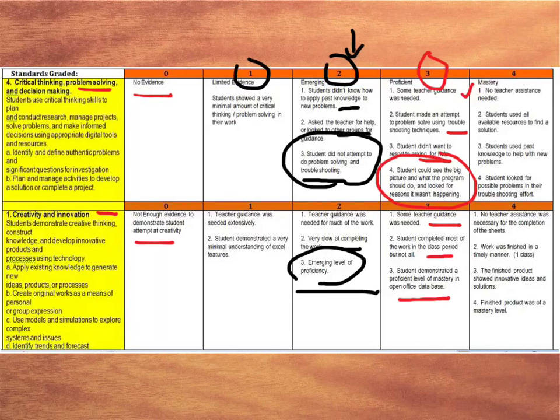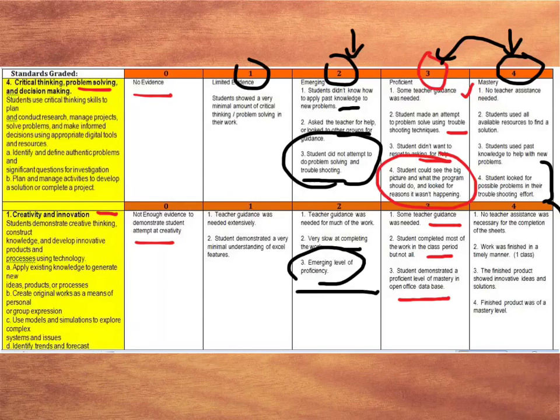Now, number 4, if we can get to a number 4, that means that you have not only achieved what you're supposed to do, but you applied new knowledge in new areas. You took your knowledge to a new level. So number 4 means that you've applied the knowledge at a level that is beyond just simply a proficient level. So you used past knowledge with new problems. You really looked for an answer.